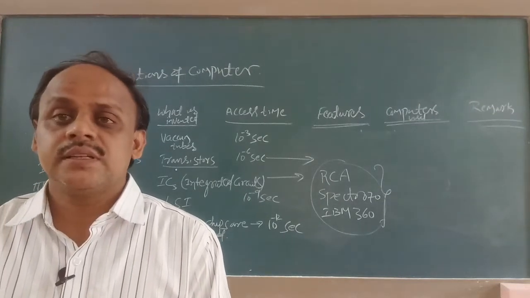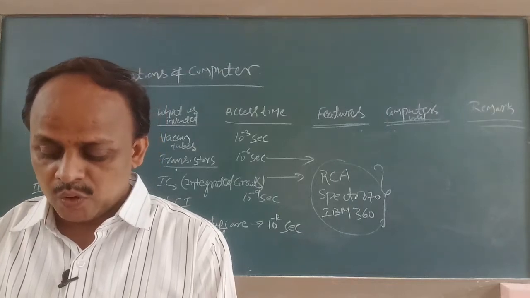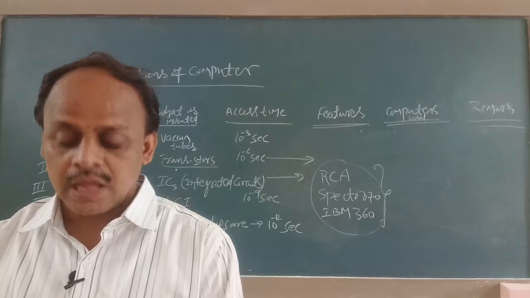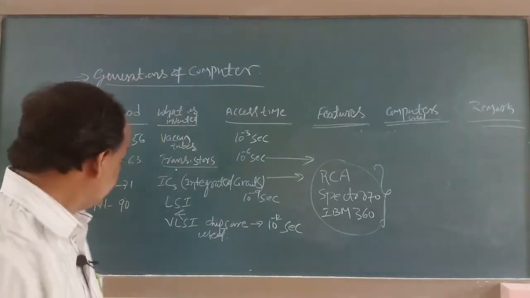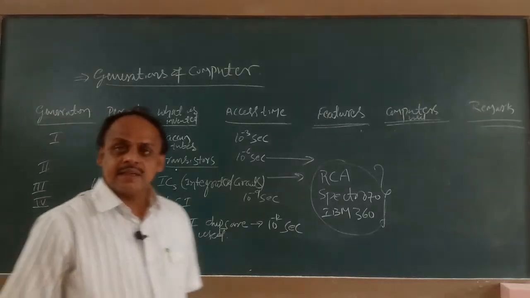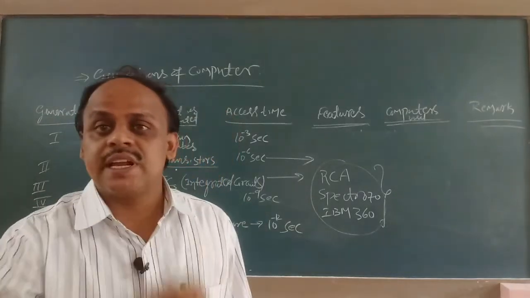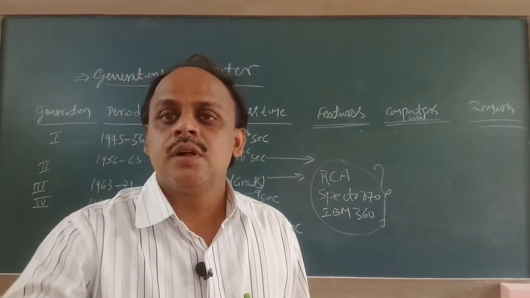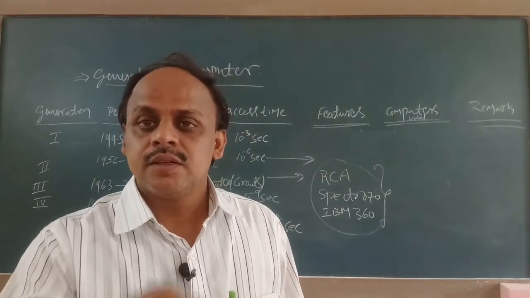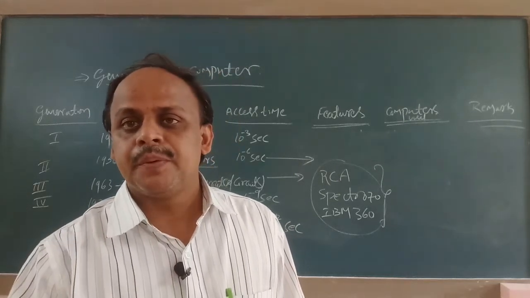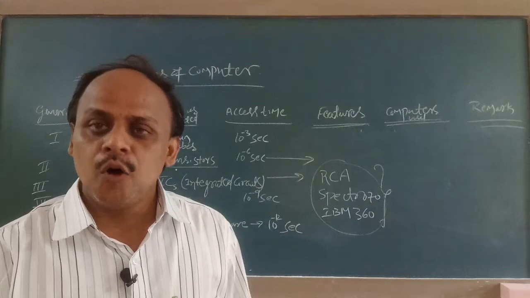this fourth generation uses the keyboard, mouse for input operations, and the monitor, printer for the output operations. Means in the period of this 1970 to 1990, means in the fourth generation, for the input and output purpose we are going to use devices such as keyboard and mouse for input purpose, and monitor and printer for output purpose.